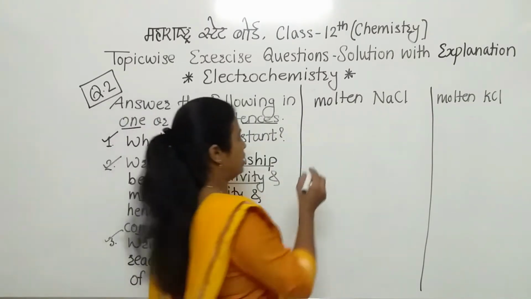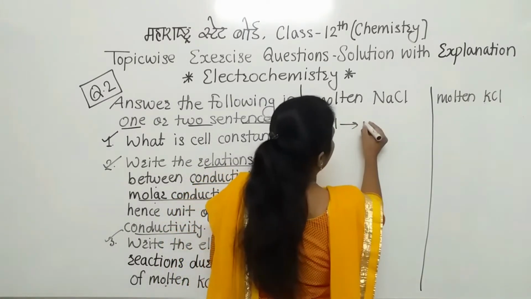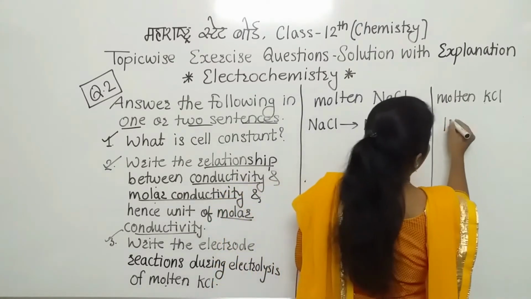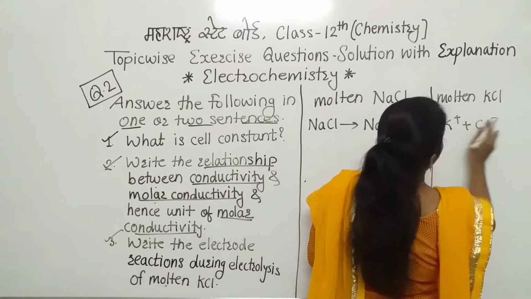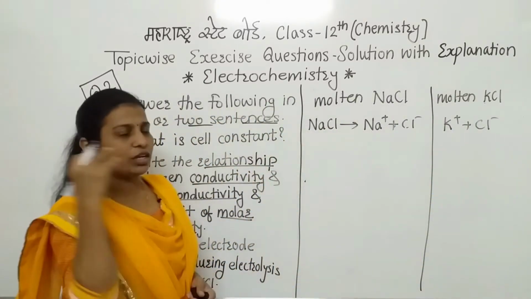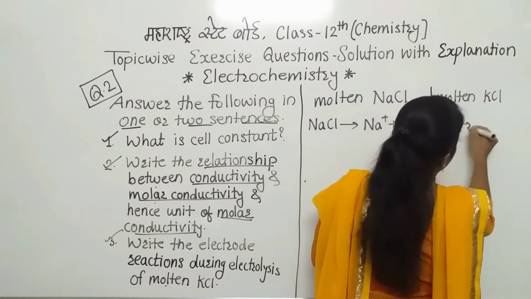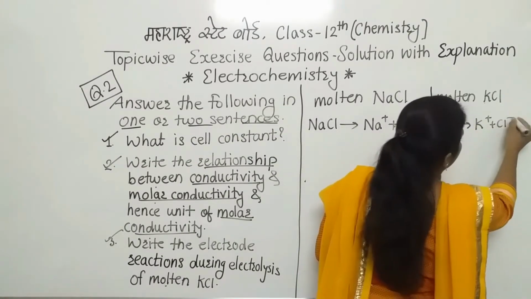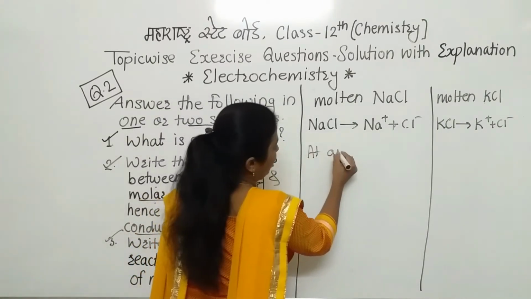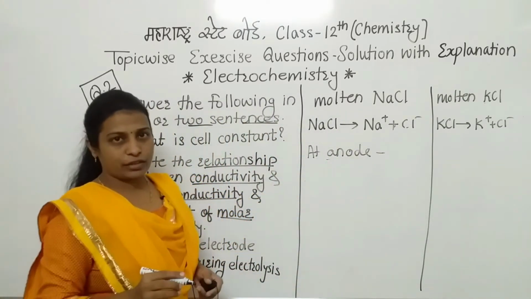Means reaction for the molten NaCl as well as reaction for the molten KCl. So firstly, see, as we know that NaCl means there is a formation of Na plus and Cl minus. Here K plus and Cl minus will be there. ठीक है, जब यहाँ पे डिसोसिएशन होता है तो there is a formation of this ions will be there. So I will write here like that, K plus Cl minus. Now see, if we consider the reaction at anode, as we know that there is a loss of electron.